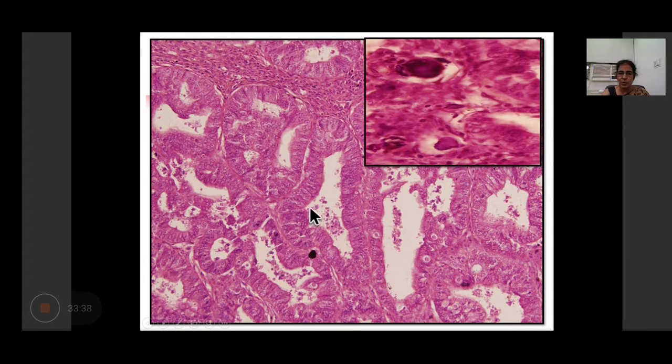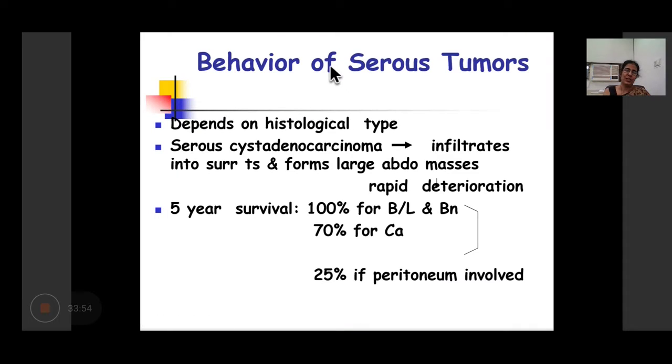So here we can see the microscopic section with large, tall columnar cells with high nucleocytoplasmic ratio, presence of these Psammoma bodies, forming gland-like structures and papillae, with a back-to-back arrangement and infiltrating into the fibrous stroma. So this is a high-grade serous carcinoma of the ovary.